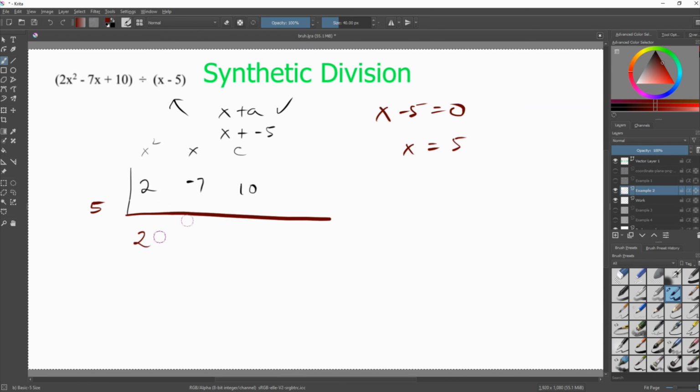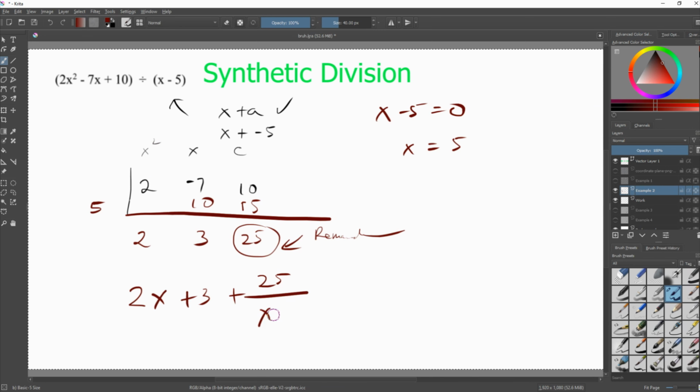And I drop the 2 down. And then I take 2 times 5 is 10. Add these, I get 3. Take 3 times 5, I get 15. Add these, I get 25. Last number is the remainder. So my answer is 2. You take one exponent lower than this, so it's just 2x to the first power plus 3 plus 25 over x minus 5. And that's just the process of synthetic division.